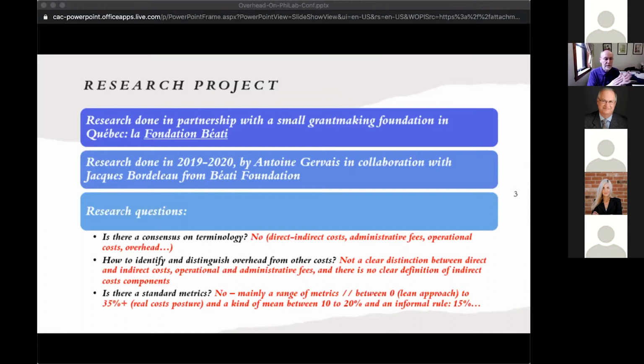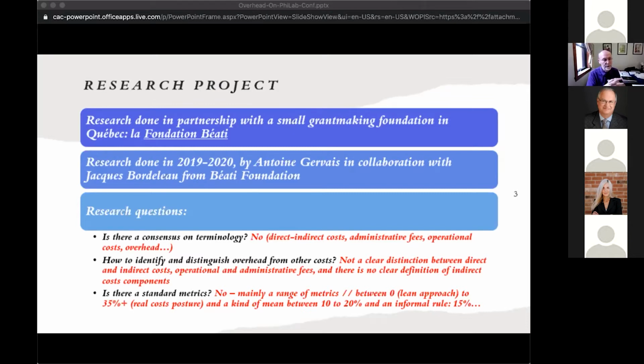Second question, how to identify and distinguish overhead from other costs? There's not a clear distinction between direct and indirect costs. We will see just a little later. I will show a figure that highlights the different ways of characterizing the cost in charities or a not-for-profit organization. So there's no clear definition, and there's no clear indication of what are the key components of each concept or notion that is utilized.